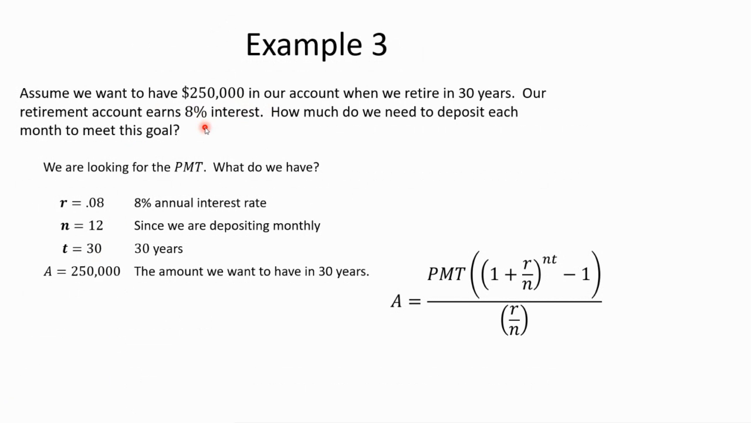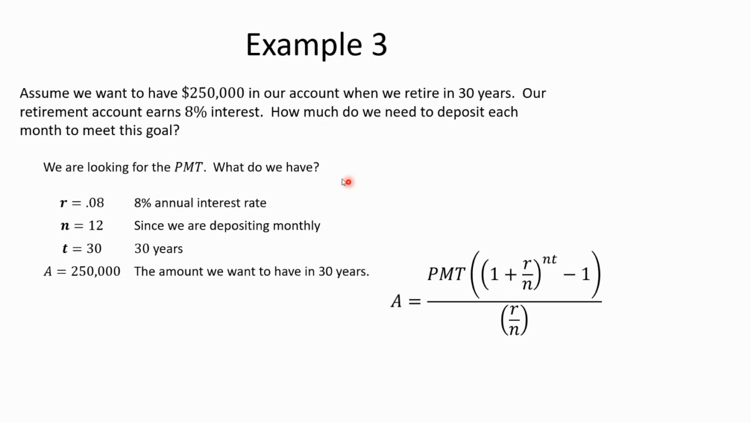Now it turns out the retirement account earns 8% interest. So how much do we need to deposit each month to meet this goal? Well, notice we're looking for PMT here, right? We want the monthly deposit. That's what we're looking for. We're going to use the formula.